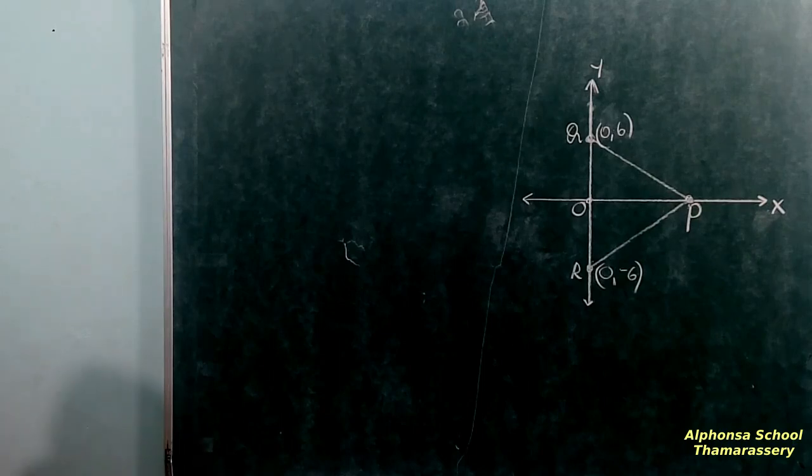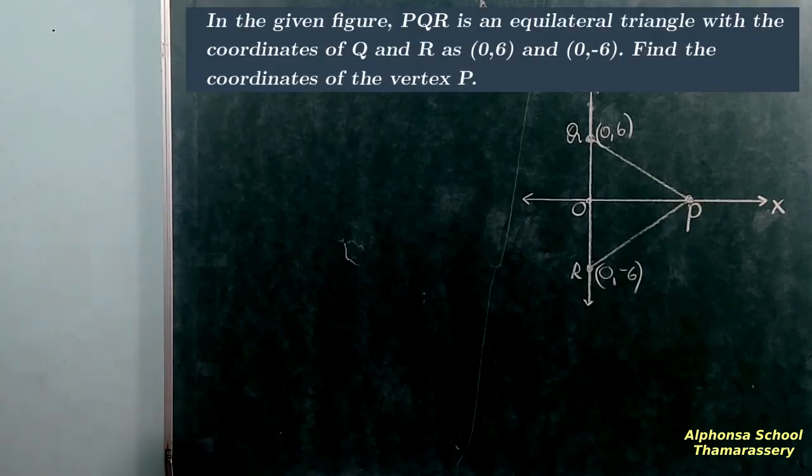In the given figure, PQR is an equilateral triangle with the coordinates of Q and R as (0, 6) and (0, -6). Find the coordinates of the vertex P. Here Q is (0, 6) and R is (0, -6). That means the points Q and R lie on the y-axis.